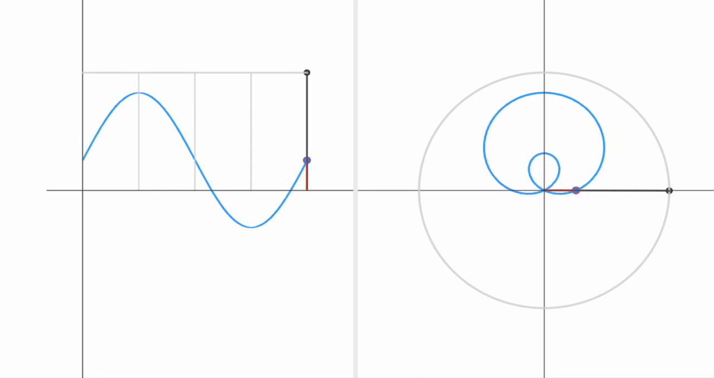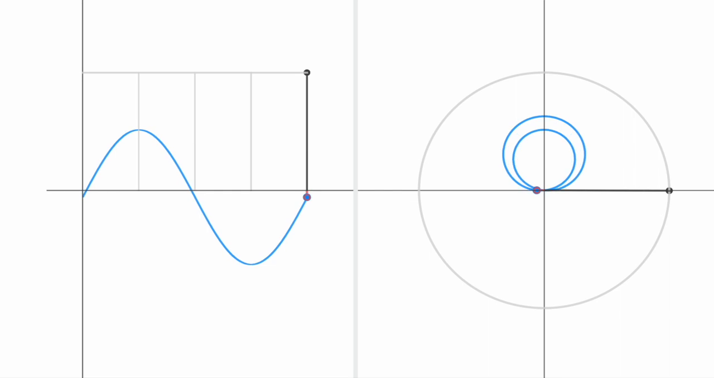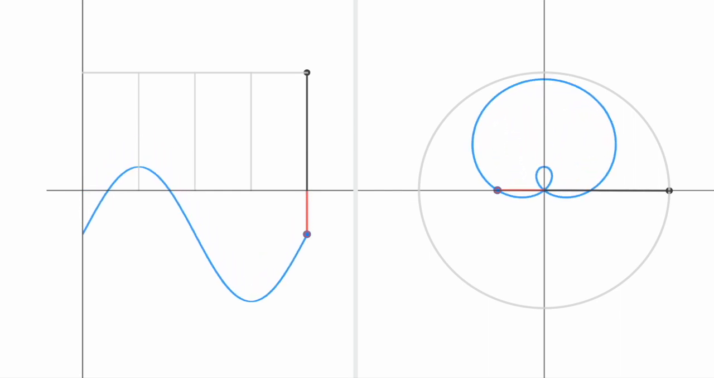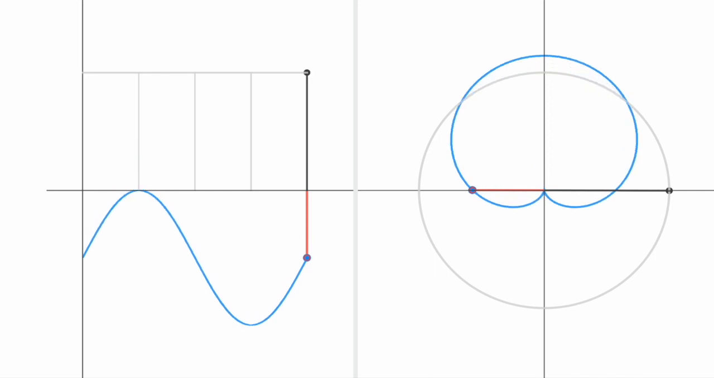If we shift it down below the axis, you get similar behavior, just the loop within a loop happening in a different part, for different values.